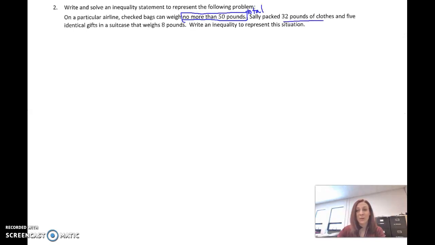Sally packed 32 pounds of clothes and then 5 identical gifts in a suitcase that weighs 8. Let me stop. 5 identical gifts in a suitcase, and the suitcase weighs 8 pounds. The 5 identical gifts don't weigh 8 pounds, all right? So let's think about it again. I'm going to think about it with 50 being my total over there.